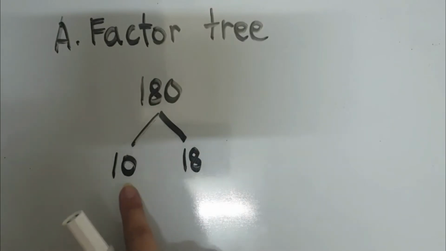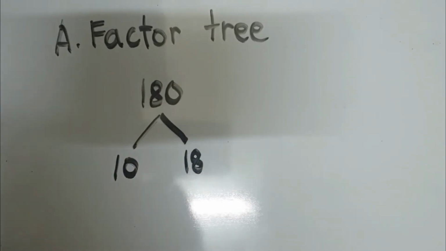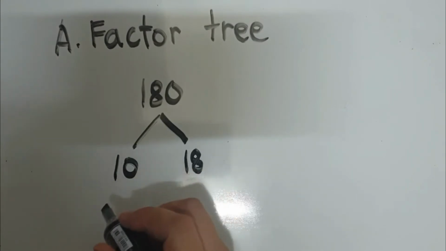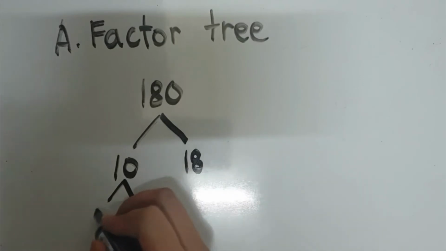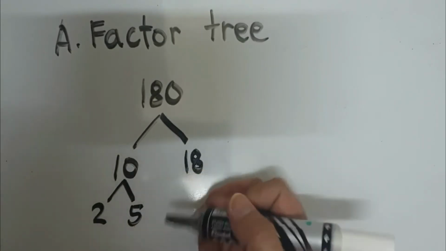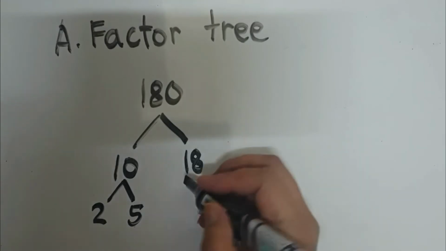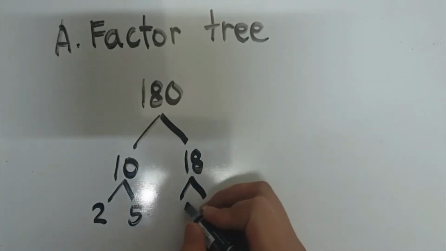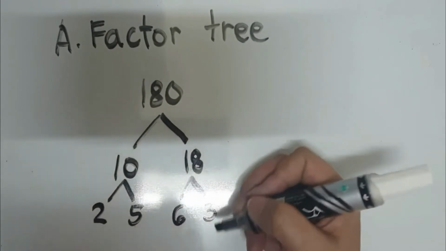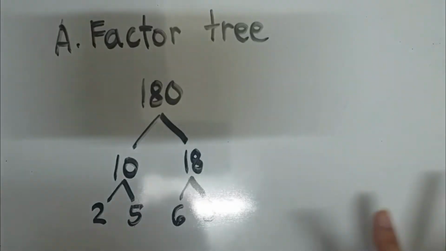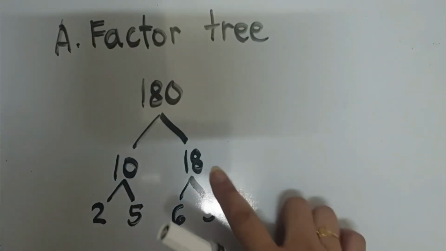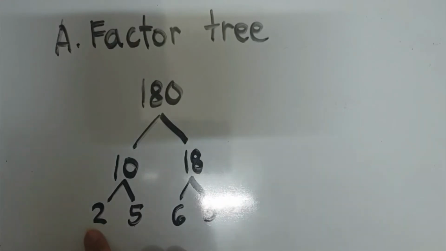And then, 10 and 18 are not yet prime factors, so we will still get their factors until we get the prime factors. So the factors of 10 are 2 and 5. And the factors of 18 can be 6 and 3. But there are still other factors like 9 and 2. So you can use other factors as long as that will give you that number. Now, let us see. 2 is a prime factor already. 5 is already a prime factor.